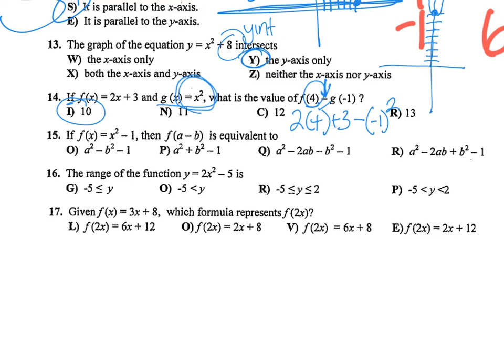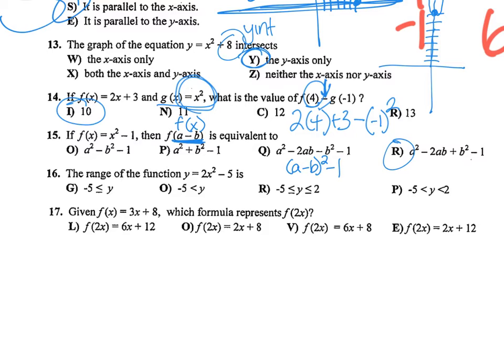All right, on number 15, what you're going to have is this. Remember how it's always f of x. So instead of x, you're going to plug in a minus b. A minus b instead of x, x squared minus 1. And what that turns out to be when you FOIL it is R. It's not something that's going to be on the final, so please do not worry too much.